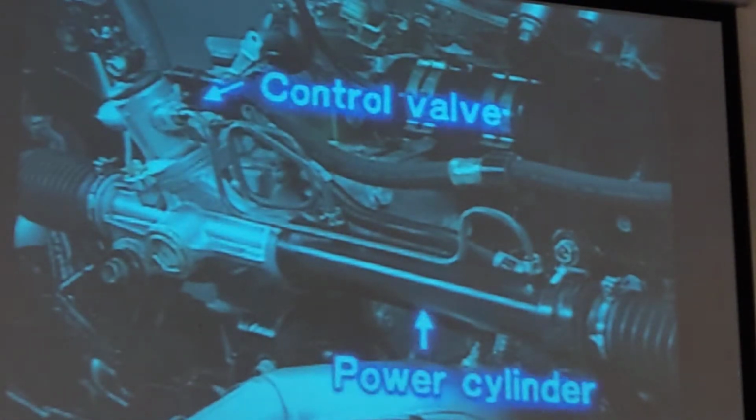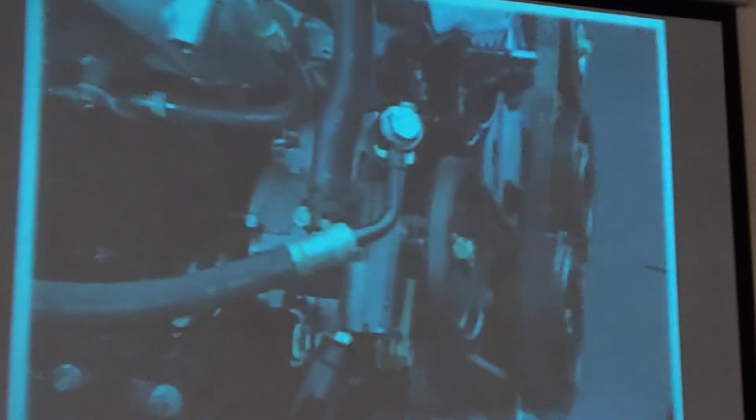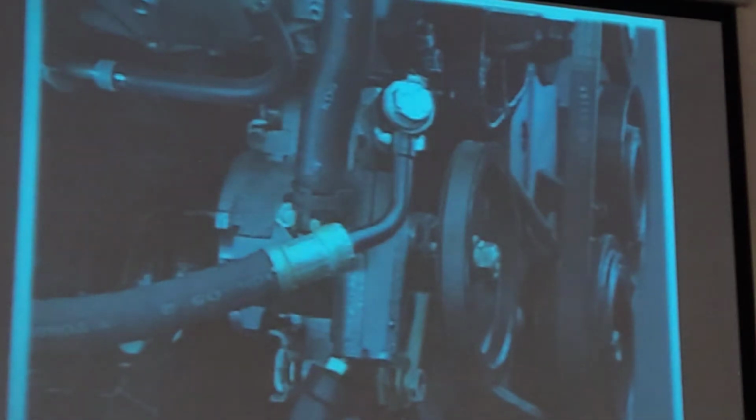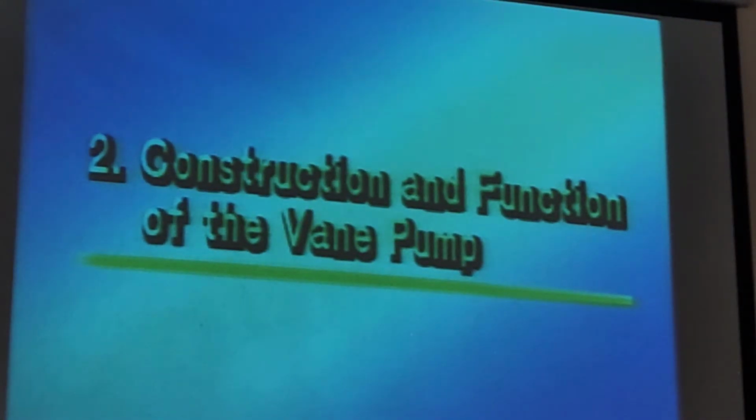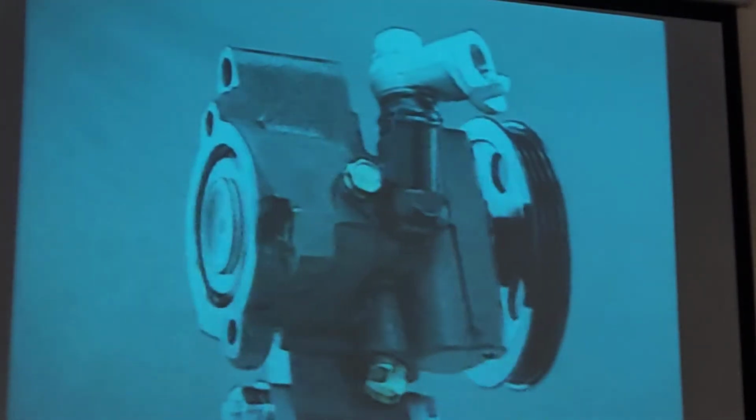In a real car, the power cylinder and the control valve are incorporated into one unit. The main pump is driven by the engine via a drive shaft. Let's take a look at the construction and functioning of the main pump and the control valve. The main pump, driven by the engine, generates hydraulic pressure.